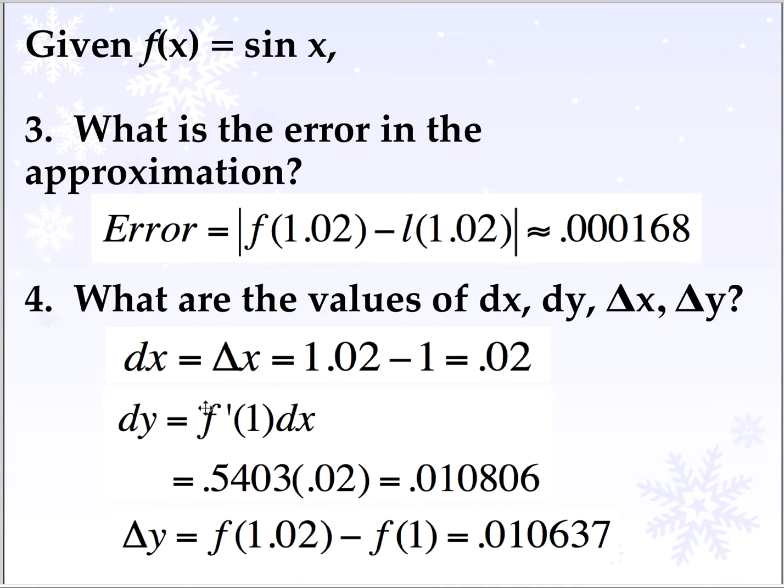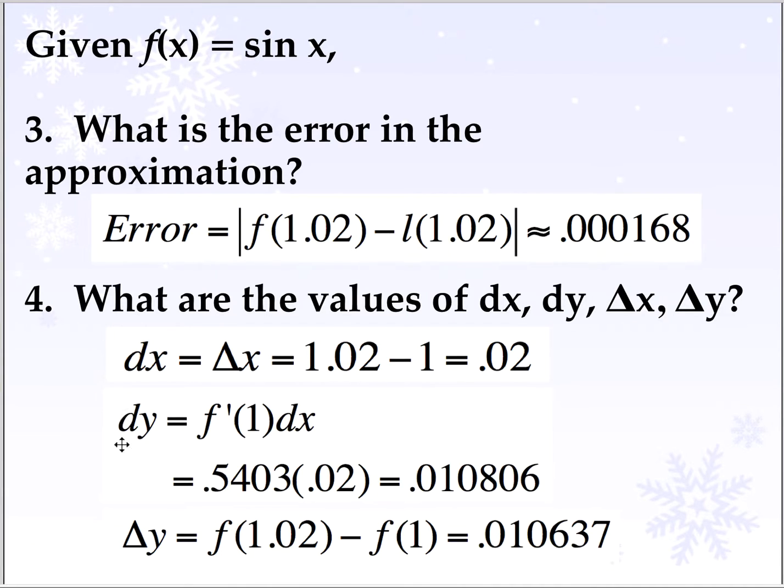dy is your f prime times your dx. So it's that part of the equation of the tangent line where you have your slope and then times your x minus 1. And so in this case, I can just put in 0.02 for my dx. My f prime of 1 was 0.5403. When you multiply those together, you get 0.010806.